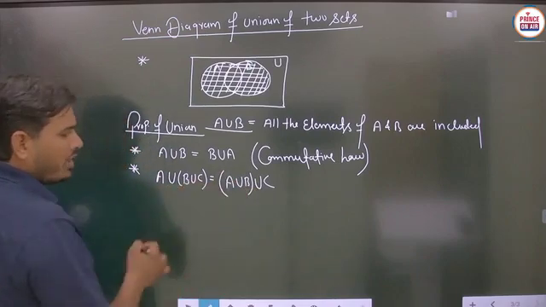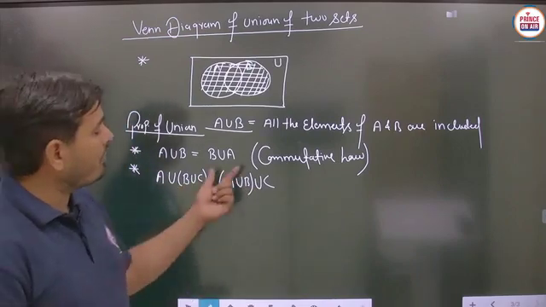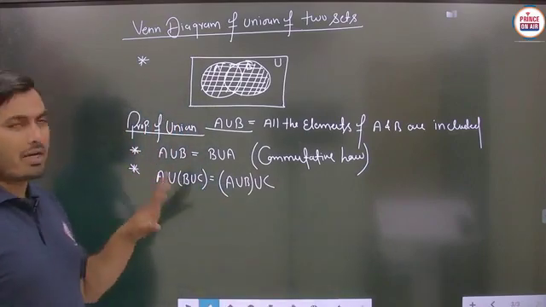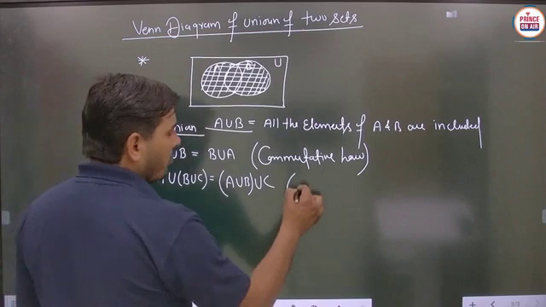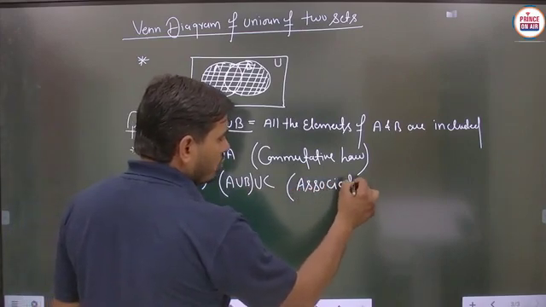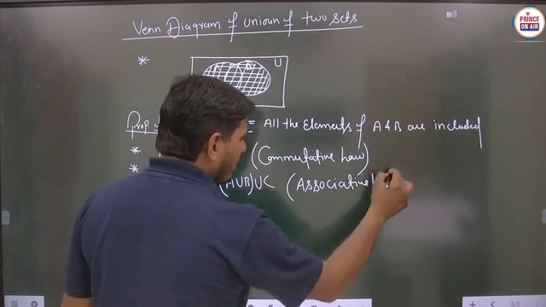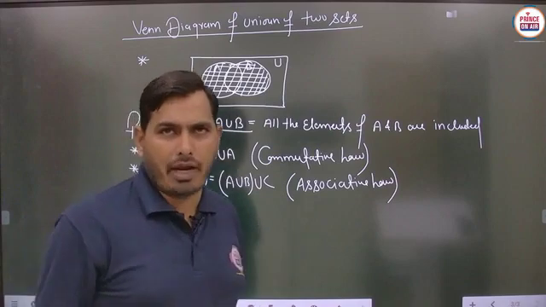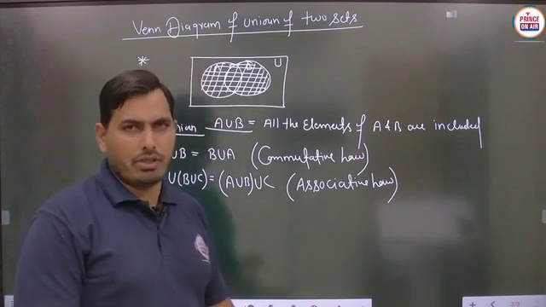In this case you can say that A union B union C means first of all we are taking the union of A and B, then after that we are taking the union with C. So definitely, student, both the parts are equal, and this type of law is known as the associative law. This is said to be associativity, or you can say that the union operation is associative as well as commutative. Is it to be clear?